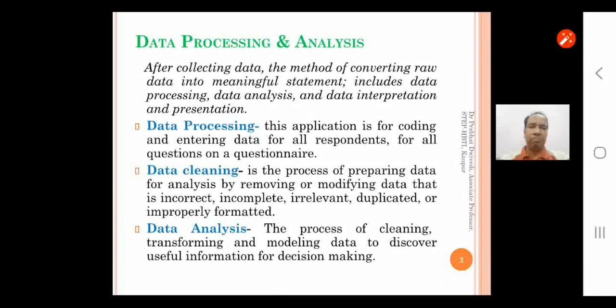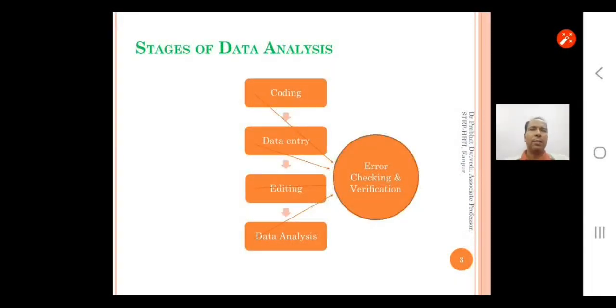You must be thinking that all the terms are a little bit similar. They may be a little bit common, but all the terms are quite different. Data processing relates to all the activities being done with the raw data. Data cleaning is part of that, and finally when data is ready, it is analyzed. Now let's understand these steps in this particular diagram. Here we do coding, followed by data entry, followed by editing, followed by data analysis. And at every stage, error checking and verification is done. So this is the graphical presentation we can understand from this point.